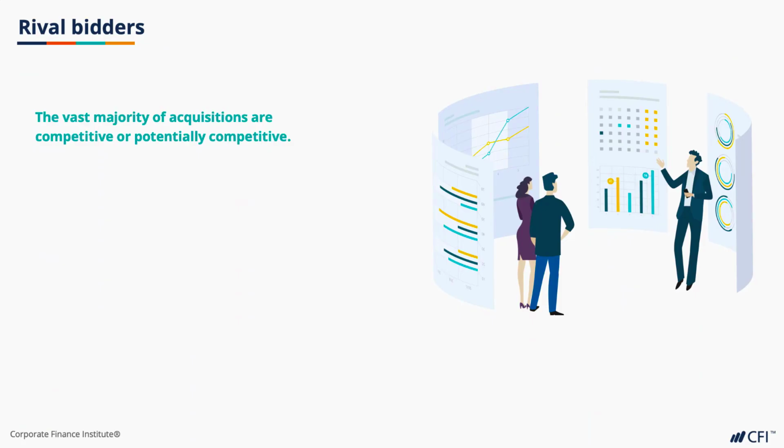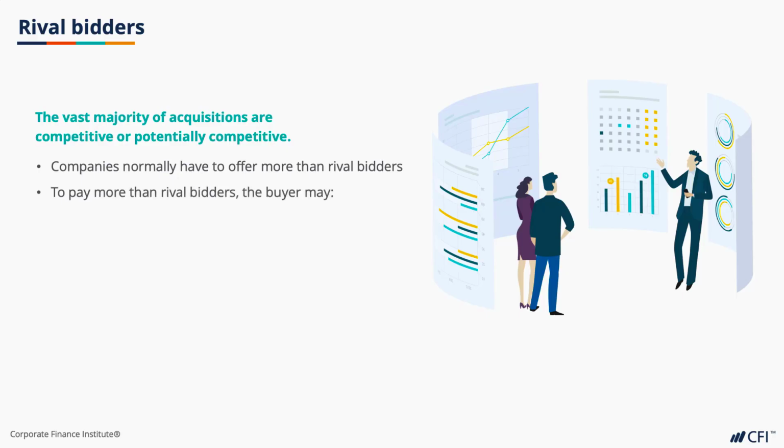The vast majority of M&A transactions are competitive, meaning there are multiple buyers for the transaction. Generally speaking, companies have to offer more than rival bidders. In order to be able to pay more than someone else, generally speaking, there are a few reasons. One could be that the acquiring company is able to do more with the acquisition, meaning they could get more synergies. There's more strategic rationale, for example.